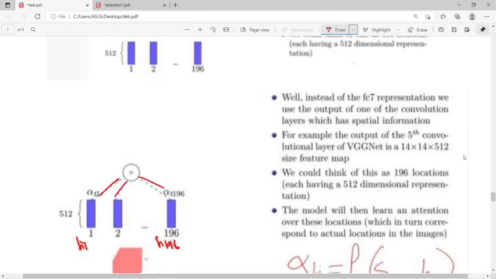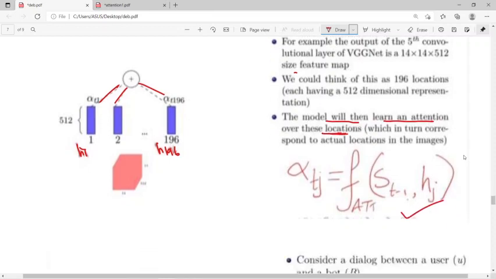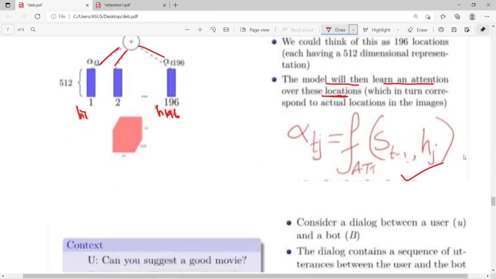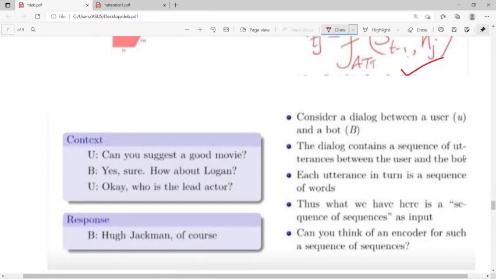So the image can be fed also by the convolution. Then that can be used for a better purpose. Here also, the model will learn attention over these locations by using the same parameters that we consider. And also, we can say that it can be used for several purposes, in context.